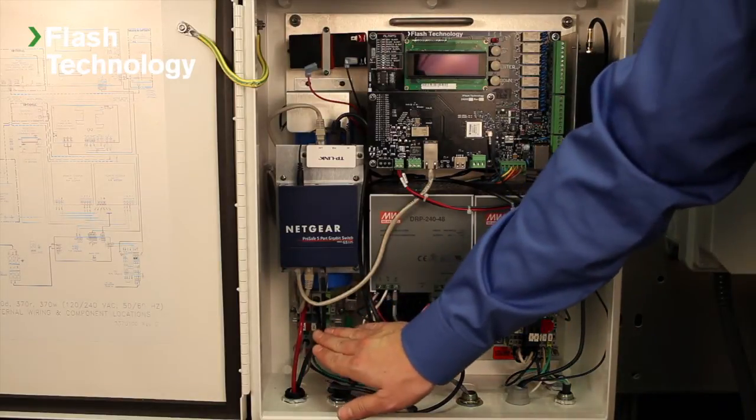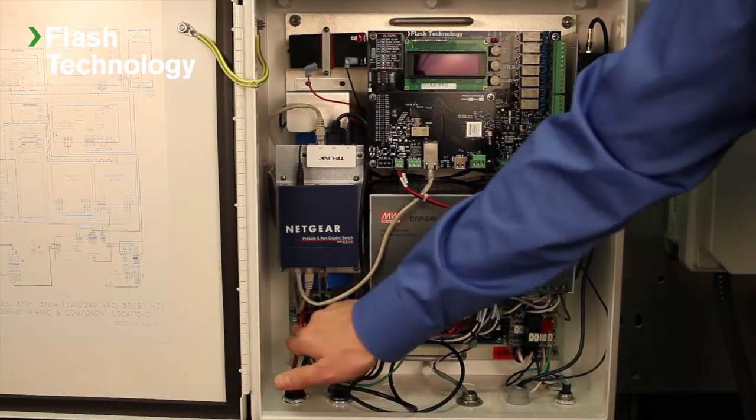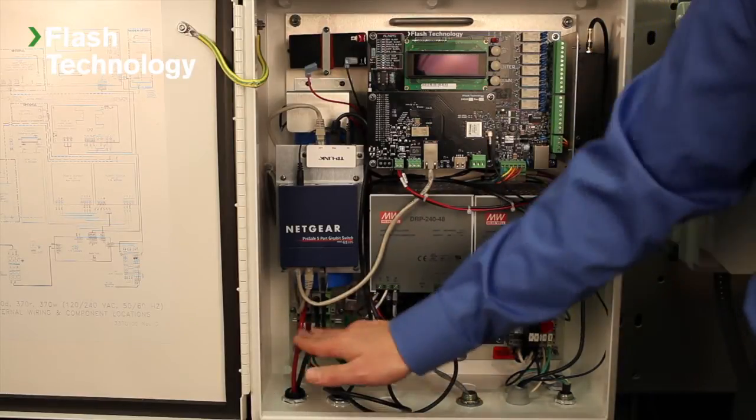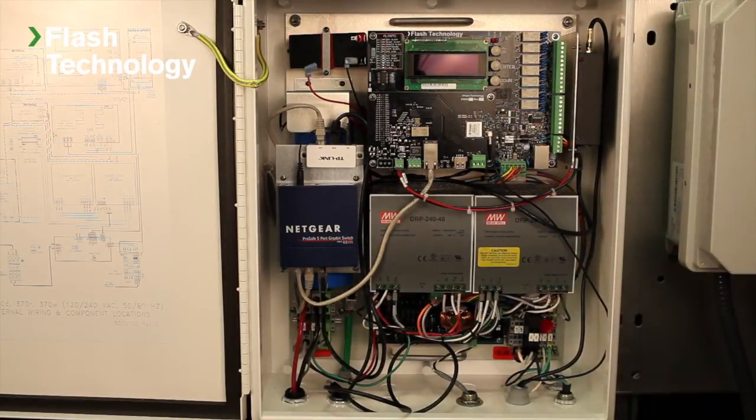Next, we'll take a look at our flashlight cable connections, which will be on the bottom left-hand side of our enclosure. During an installation, it is critical to match polarity and color coding so we do not have any kind of damage happen upon installation.